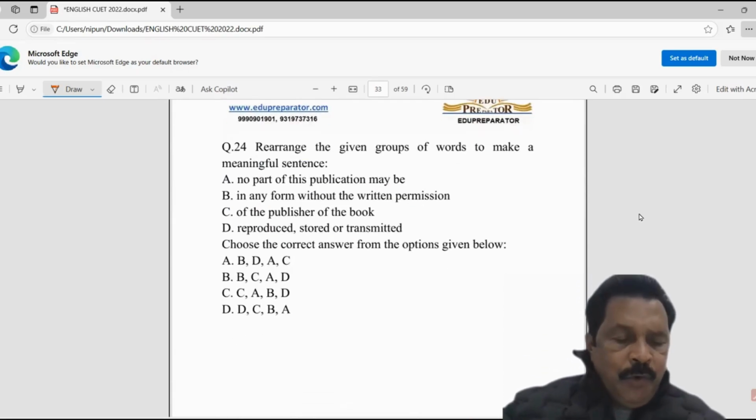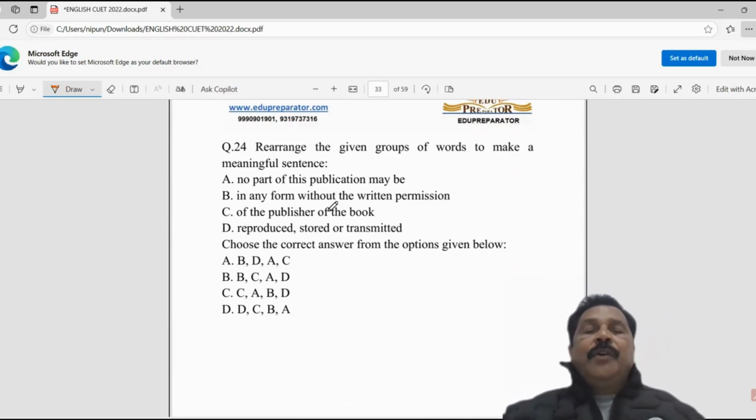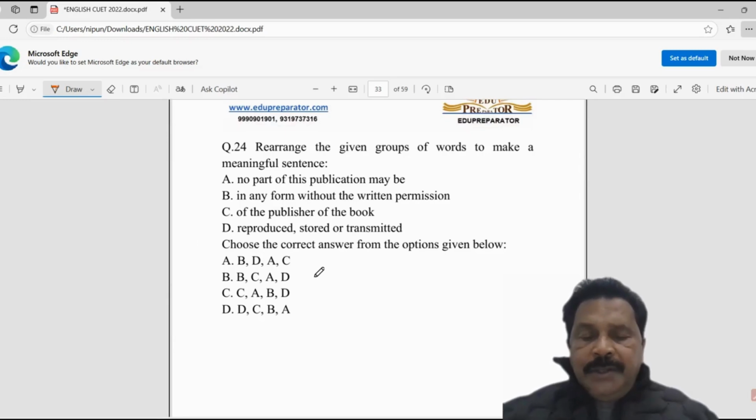Question number 24. Again, rearrange the groups of words to make a meaningful sentence. No part of the publication may be in any form without the written permission of the publisher of the book, reproduced, stored, or transmitted. Choose the correct option. Have you seen? And the answer is B, D, A, C.